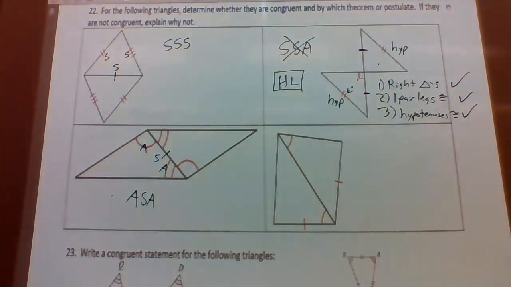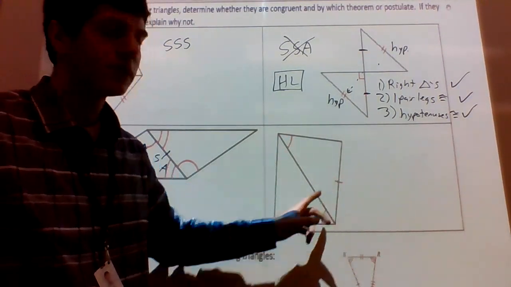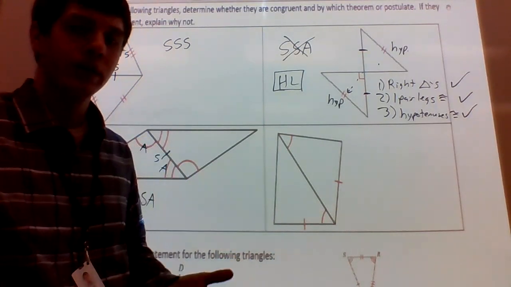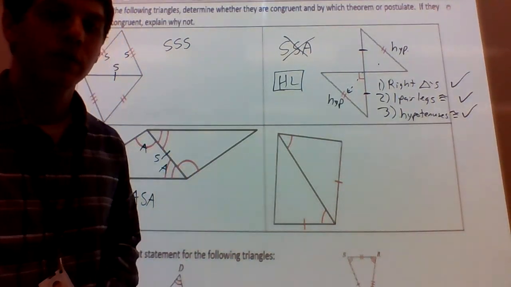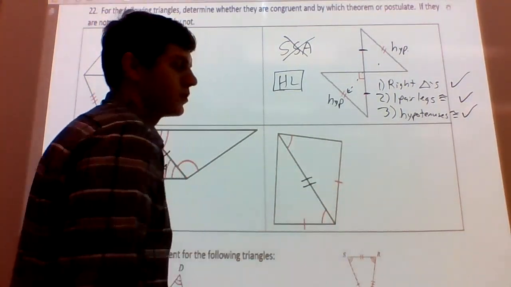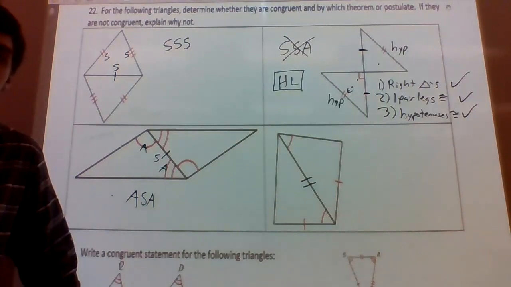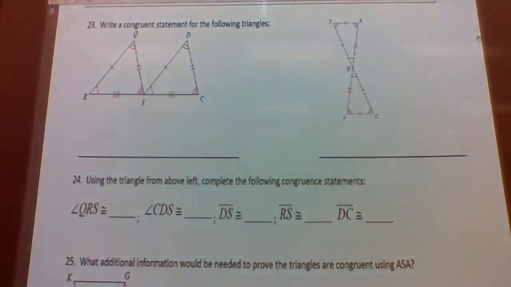Okay. Then the fourth one, we have two corresponding parts that are congruent. We have a pair of angles that are congruent and a pair of sides that are congruent. That gives us two. We need three. So we want to look for shared sides or vertical angles. Again, we have shared sides. Okay, so those two sides are shared. So by the reflexive property, they are congruent.